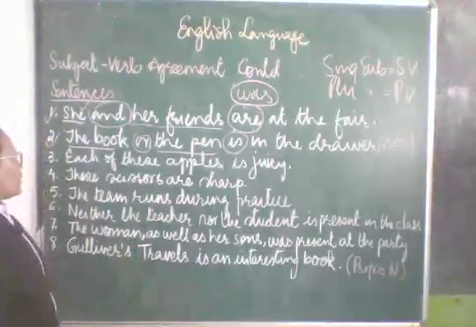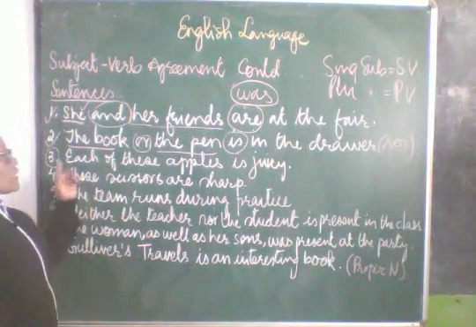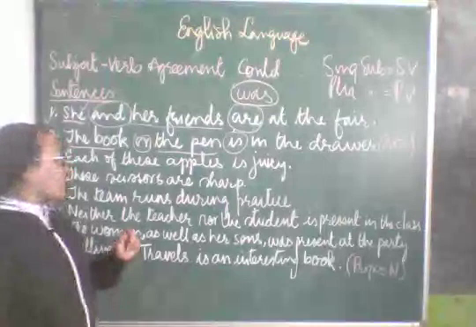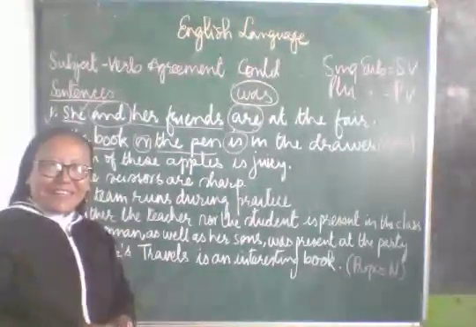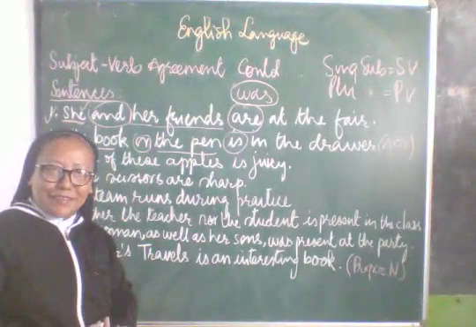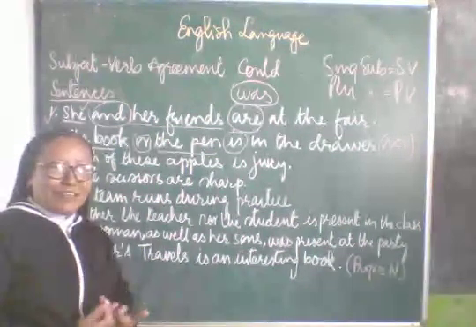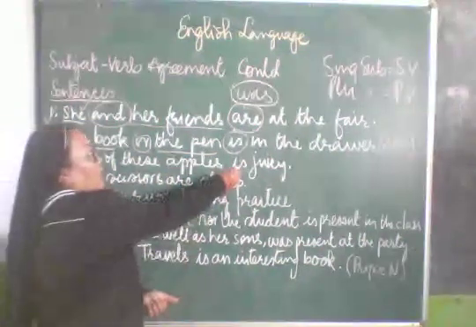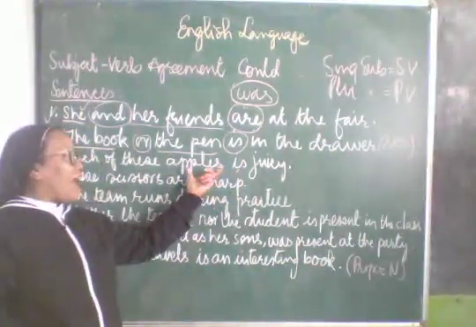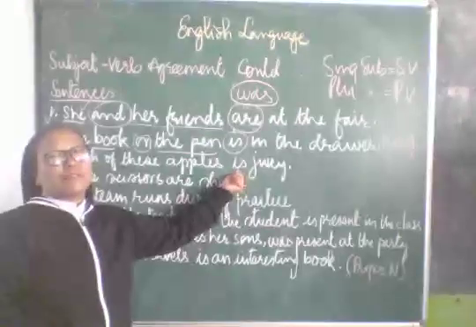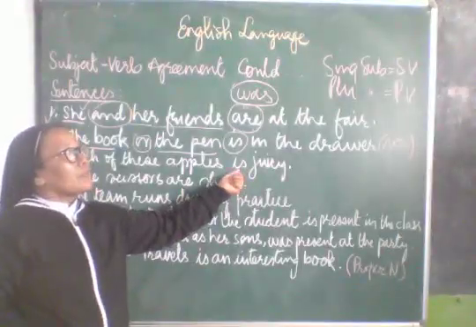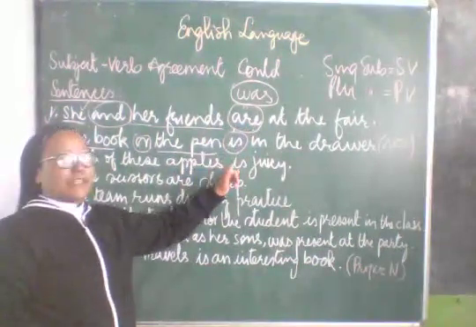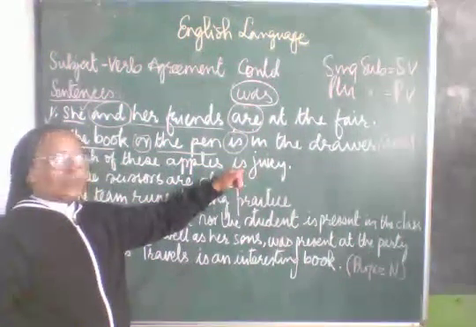Now, let's look at number 3. Sentence number 3 is: Each of these apples is juicy. Now you can see apples, plural subject, isn't it? Apples, plural noun, right? But here I can see the verb is. With apples, plural, the verb is is. Plural subject takes plural verb, but why does the plural subject not take the plural verb here? Why is it is here?